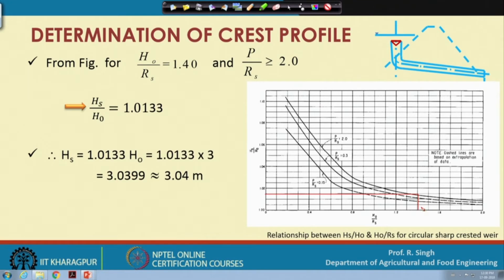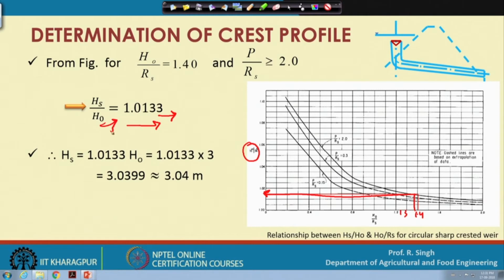Here suppose your value is again 1.3 and 1.4. For these values and the corresponding value here, you can see between 1 and 1.02 there are 4 divisions present. Using interpolation, you come to the conclusion that this Hs by H0 lies in between, if you divide this between these points as 4 equally spaced points. So, you find that Hs by H0 is around 1.0133.